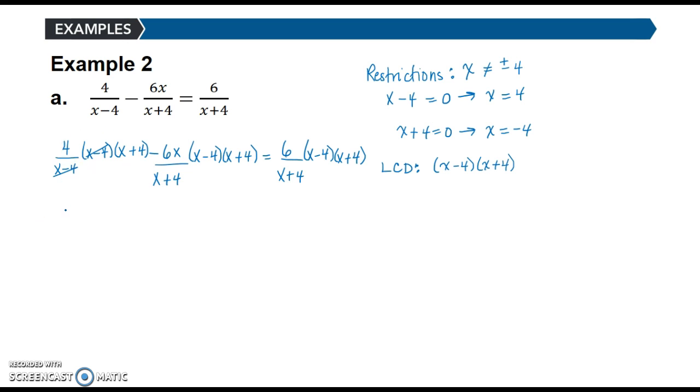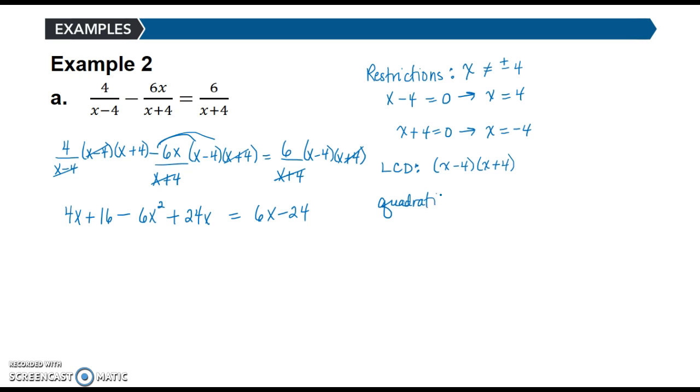Be careful to distribute, so that gives us 4x plus 16 minus, in the middle term, notice that the x plus 4 cancels, and now we distribute a negative 6x. Very important there. So that's going to make that a negative 6x squared plus 24x, right, when we distribute a negative to a negative, and that's equal to 6x minus 24. Notice that this is a quadratic equation because of the square.